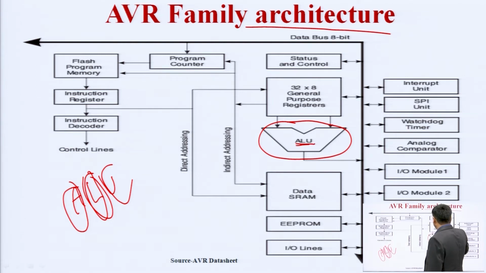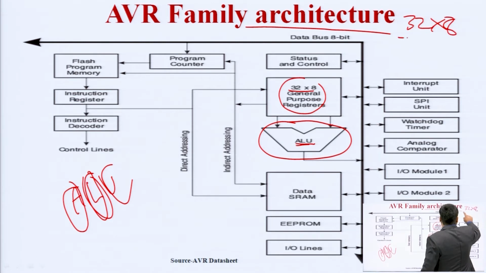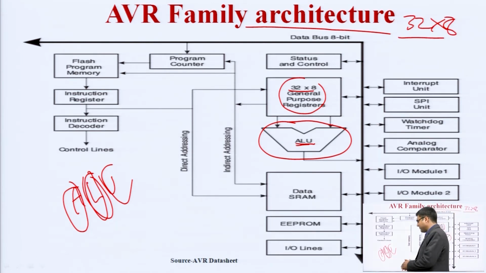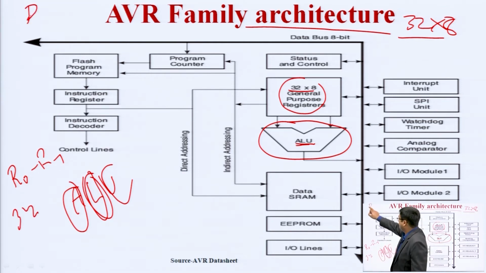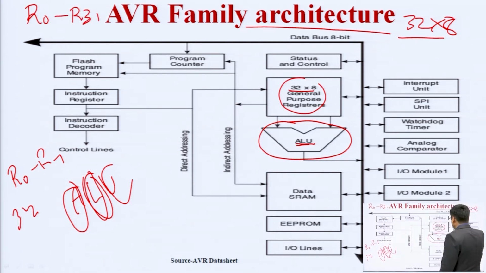The data provided to the ALU is by the general purpose registers. It has 32 x 8 general purpose registers. In the 8051 microcontroller, we have seen that there are 8 general purpose registers available, from R0 to R7. But in the AVR microcontroller, there are 32 general purpose registers available, from R0 to R31. Total count is 32. Okay. So the data provided to the ALU is through the 32 x 8 general purpose registers.